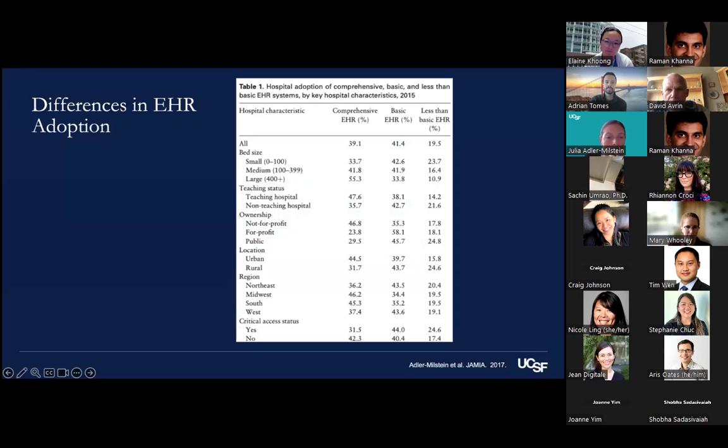It looked at, and please correct me if I'm summarizing it wrong, she and some of the co-authors were looking at different types of EHRs in different hospital systems. They looked at EHRs that were less than basic, and comprehensive EHRs. I want to highlight two tables from this paper. The first shows the adoption rate for different types of EHRs, comprehensive being the ones with the most robust capabilities.